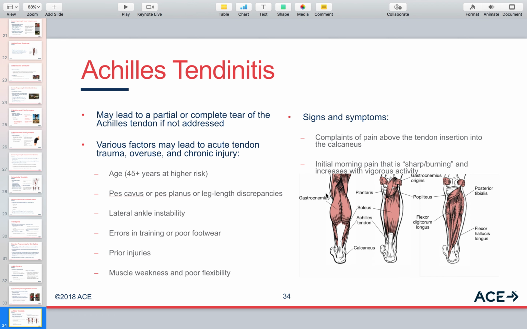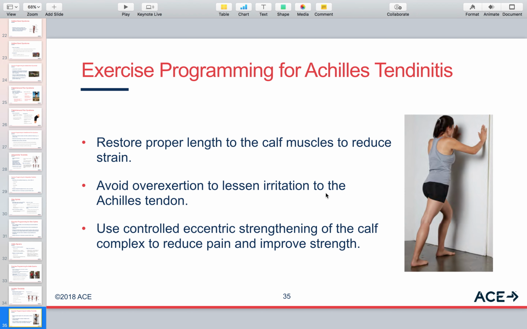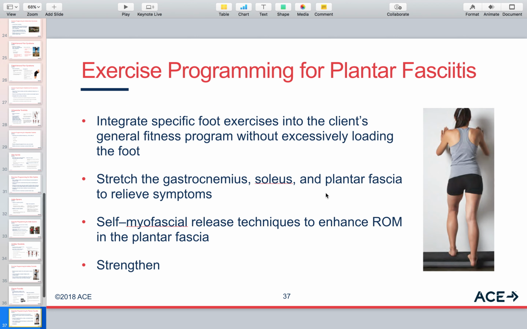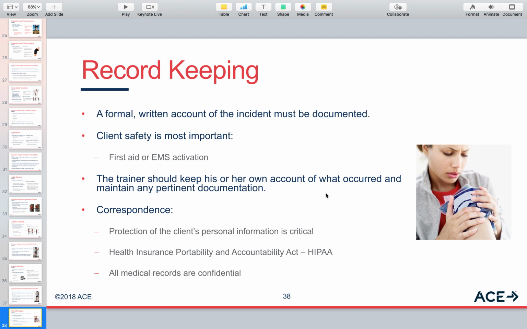Okay, ankle sprains, common in our jumping type of sports. Achilles tendons, plantar fasciitis. It's a common complaint in the heel. Notice after periods of inactivity, so it's especially worse if you are sitting for a long period of time or right after you get up. It's common from overtraining. Improper footwear is something that you want to look at first. Also, obesity, unyielding surfaces if you're training on uneven grounds.